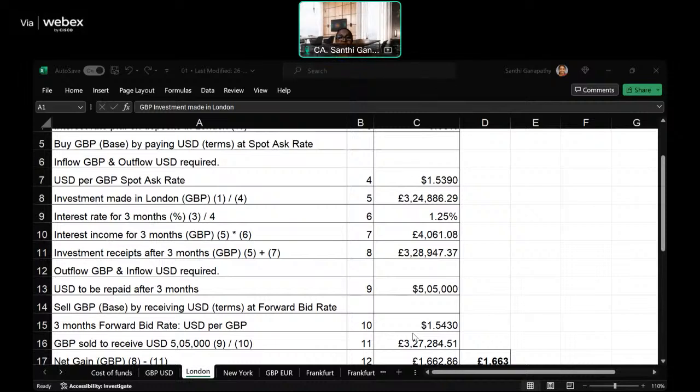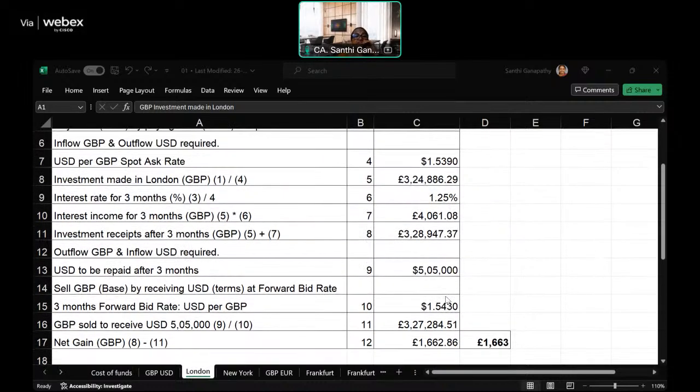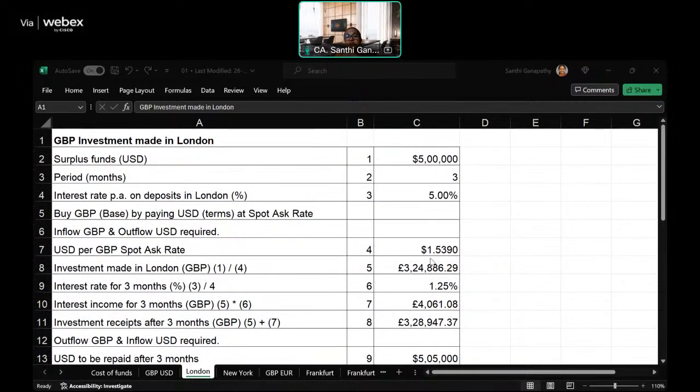You have to sell enough GBP in order to get the 505,000 US dollar. You are selling GBP. Therefore, bid rate is applicable. What is the net gain? They have said round it off to the nearest pound. Therefore, we have rounded off.